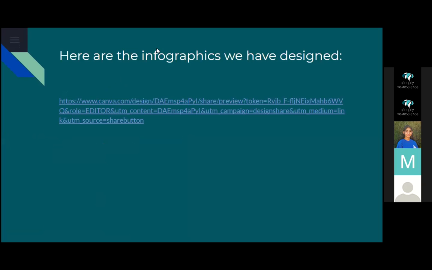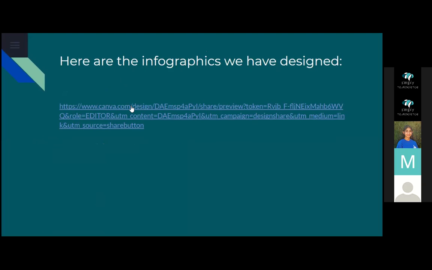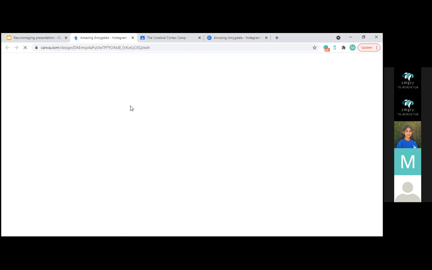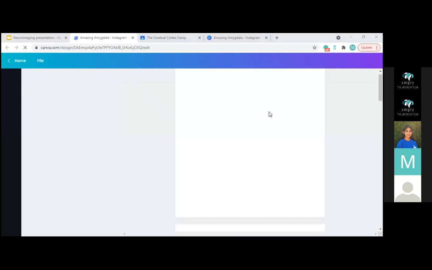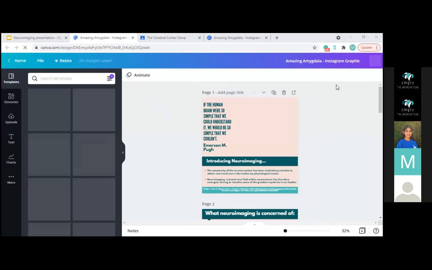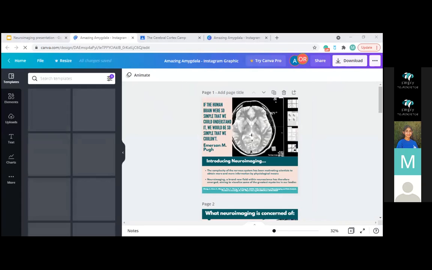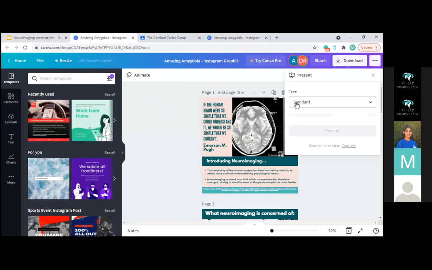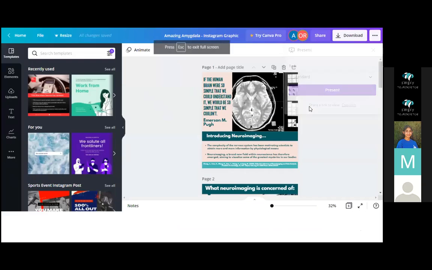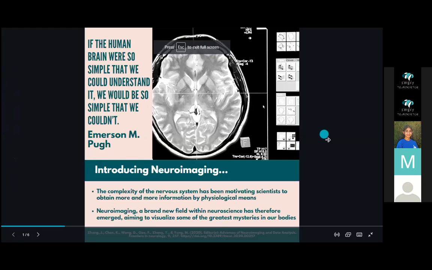So here's the infographic that Rafael and Ayomide had created. On here, we have all the information and we've condensed that information onto our slideshow. So we'll just be giving that information in that way, but here's how you guys can just see the infographic.